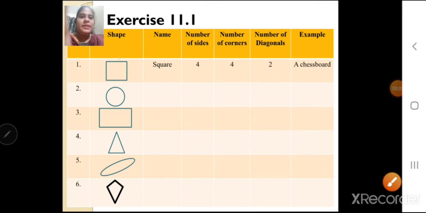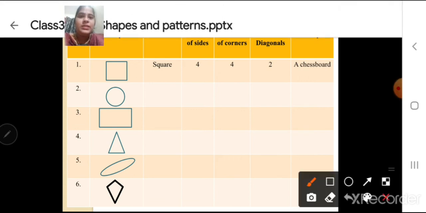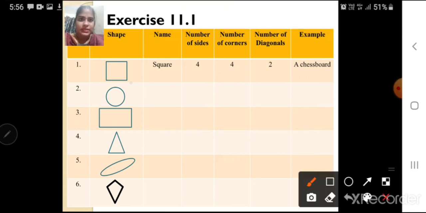See, you can see the picture, it is a square. Number of sides, we have 4 sides in a square and 4 corners, correct? And number of diagonals is 2. Here they have not given the lines, but you have to understand that a diagonal is like this, a straight line which joins the opposite corners. So there are 2 diagonals, and an example of a square can be a chessboard.